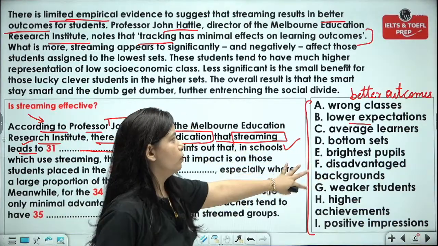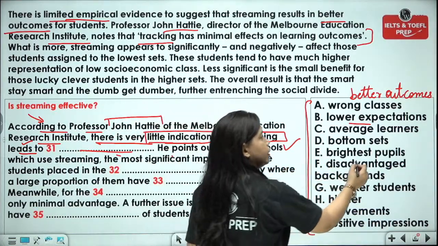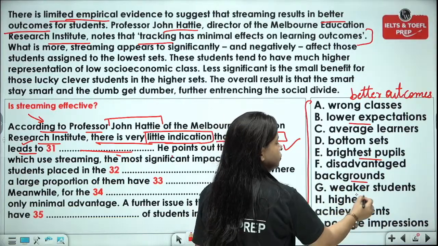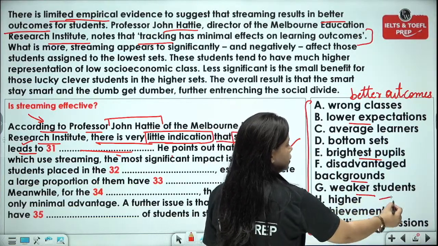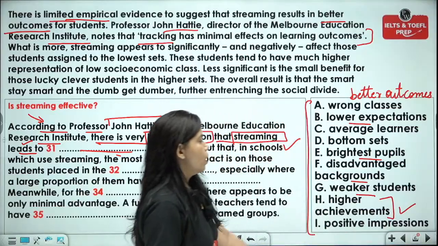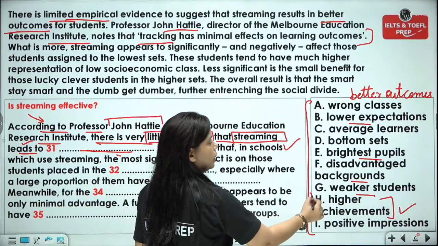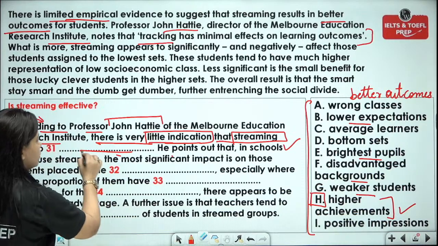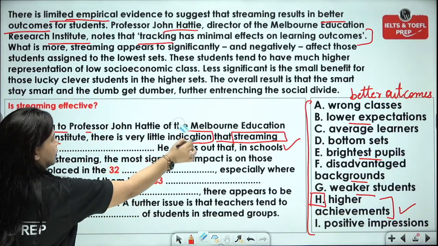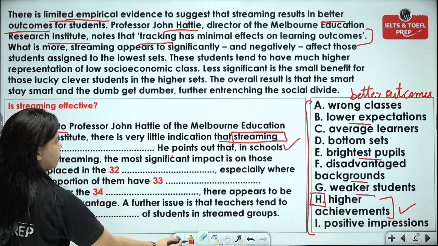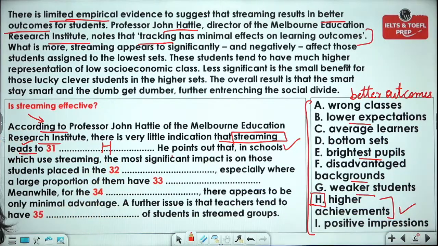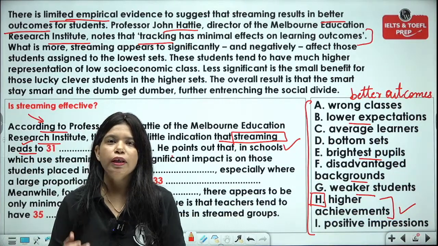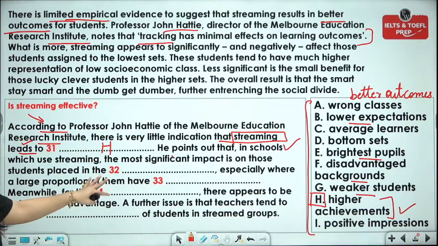Average learners? No. Bottom sets? No. Brightest pupils? No. Disadvantaged backgrounds? No. Weaker students? No. Higher achievements? Yes. So, higher achievements, the corresponding letter is H. And that's how this answer number 31 is H. This is how we are supposed to do this summary completion. Let's proceed to question number 32 here.